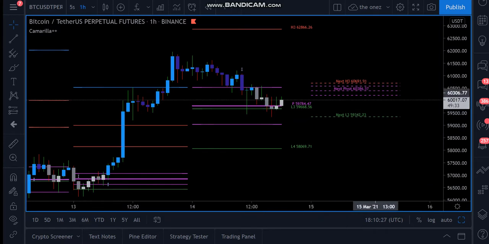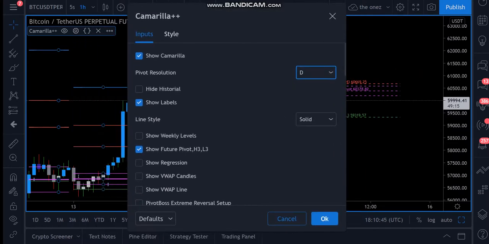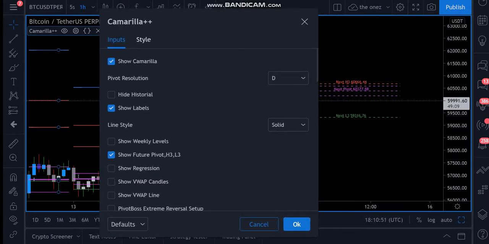It looks like we have a new developing pivot, and how you see those is you have to show future H3, L3 pivot. And that will do the same for all four levels: weekly levels, monthly levels, yearly levels. It'll take the current price action and plot the next levels. Please be aware those levels are not confirmed until the time frame closes.